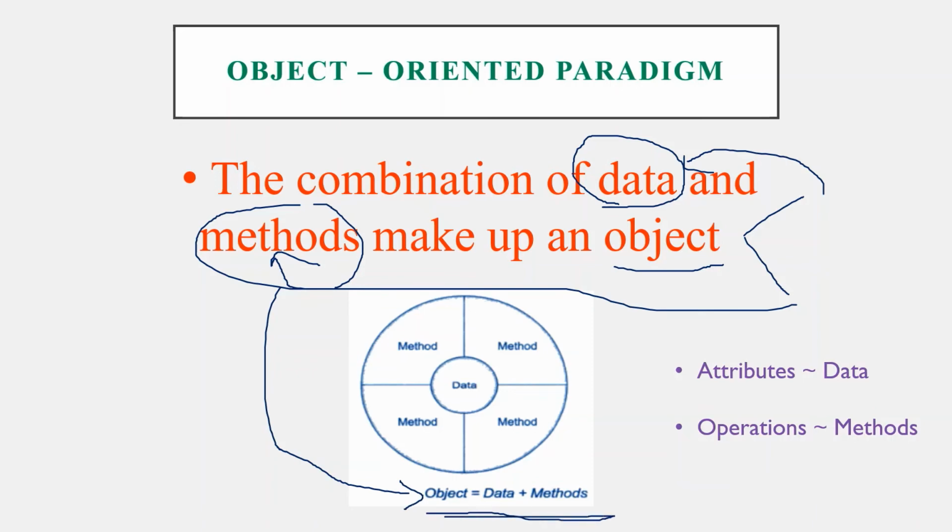So if this is an object, now two parts. What is the first part? Data part. What is the second part? Method part. Now these two are different words, right? Data and methods. So there is no confusion here. Data means attributes, methods means operations. So you can write like this also: object is equal to attributes plus operations, or object is equal to data plus methods. Attributes and data both are similar words. Operations and methods both are similar words.